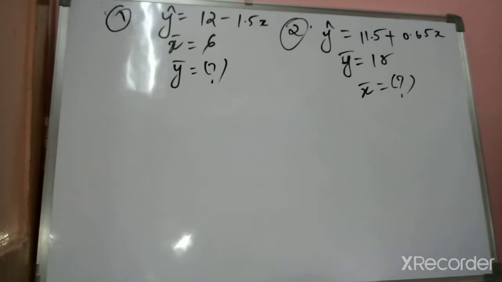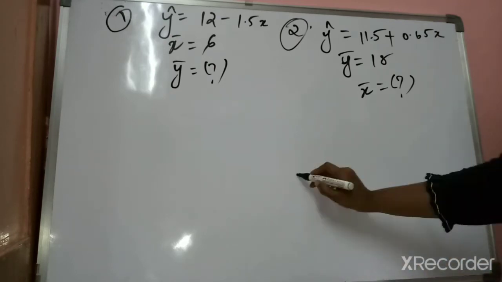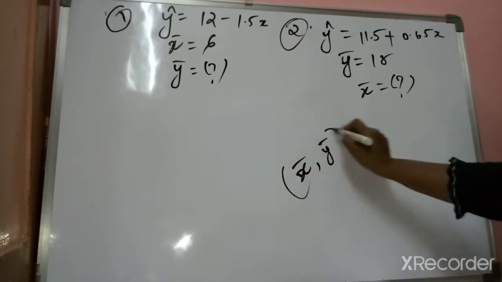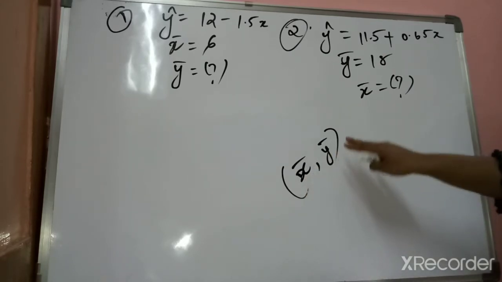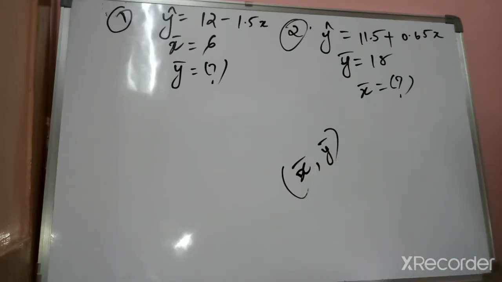See, we know that the regression line always passes through the point x bar and y bar. Clear? So it would be like this. If you make a graph, it would be like this, okay, x bar and y bar. So the y cap obtained by putting x bar in place of x in the regression line is y bar, or the x obtained by putting y bar in place of y cap is x bar.